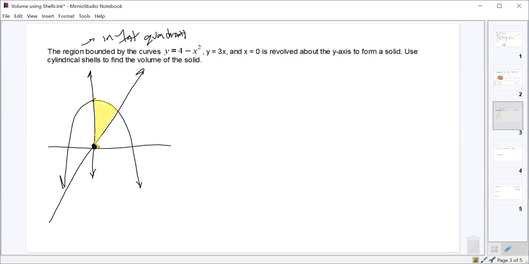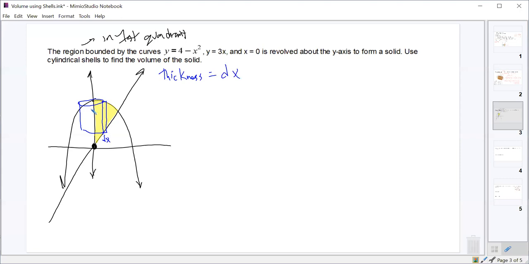Yes. All right. We're going to take that and we're going to revolve it around the y-axis. So we drew our typical rectangle that we're going to revolve around that is infinitely thin in the x direction. So we'll say this has a thickness of dx.